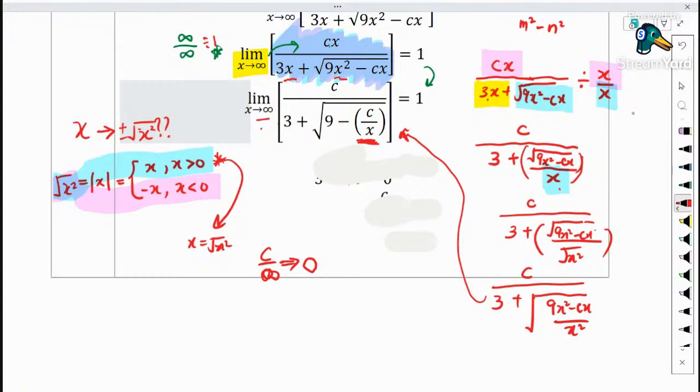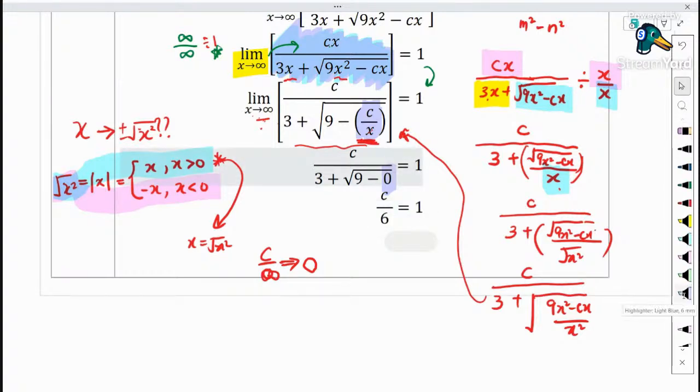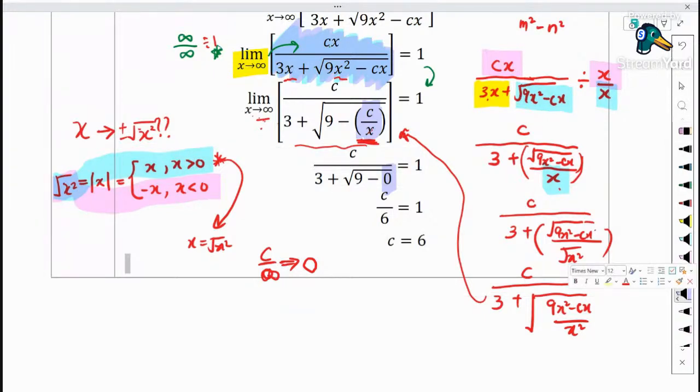As a result, for this whole function, in the next line the limit notation will be gone, because with direct substitution of infinity here, I will have the c over x become 0. The c over x here, which I highlighted in purple, will turn to become 0. The right hand side is maintained as 1. Simplifying our function, I find that this is actually c over 6, where square root of 9 is 3, and 3 plus 3 is 6. So c is equal to 6. There goes the answer for the c value.